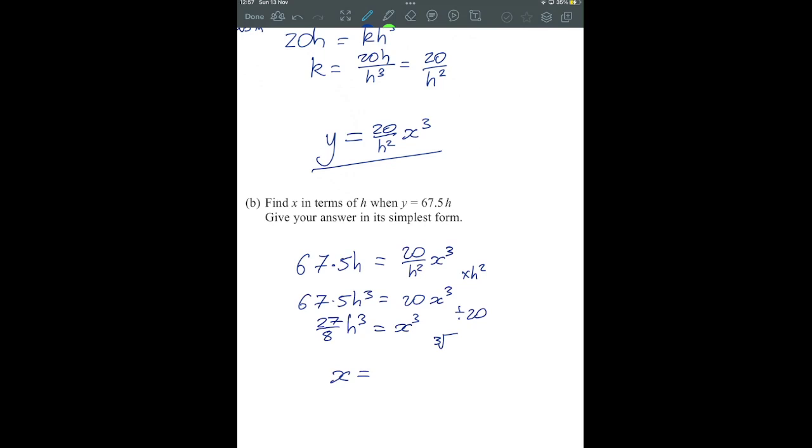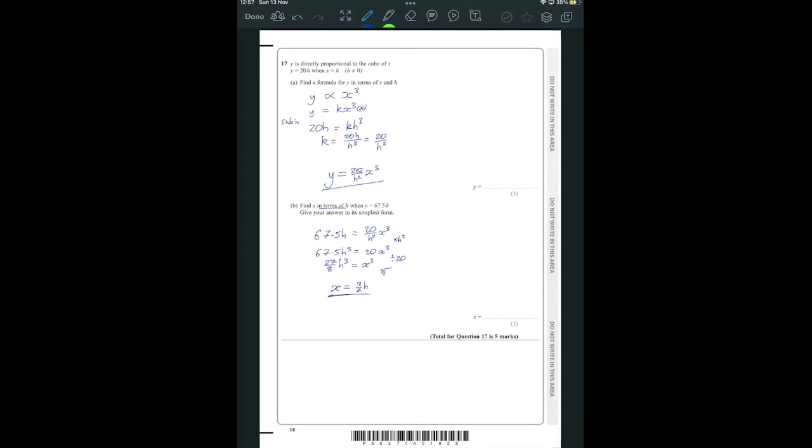And I was happy when I saw the 27 over 8. This is one of the ones that you'll start to recognize, or you can just type into your calculator. 27 over 8 is the cube of 3 over 2. So cube rooting everything, 27 goes to 3, 8 goes to 2, h cubed goes to h, and that is our x in its simplest form. Once again, the question did say in terms of h, so we weren't expecting a number answer, we were expecting some algebraic.